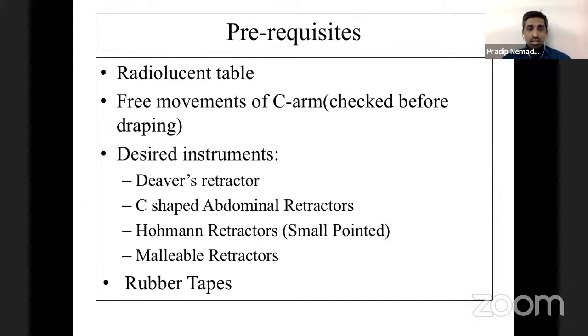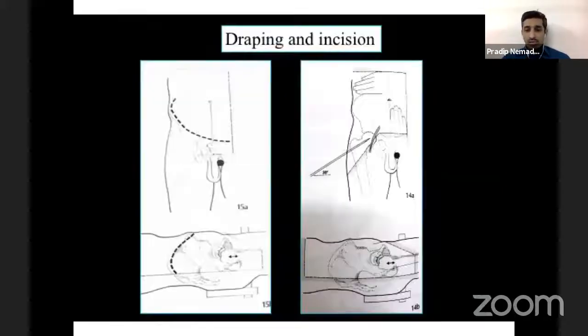Prerequisite is a radiolucent table for your C-arm imaging, and we need to see that the C-arm is moving freely. There are no appendages of the table that are blocking the motion of the C-arm. And desired instruments are the Devers retractor, C-shaped abdominal retractors, multiple Homans retractors, Matta retractor, like that. And we need rubber tape. And why do we need that? We'll come to that later.